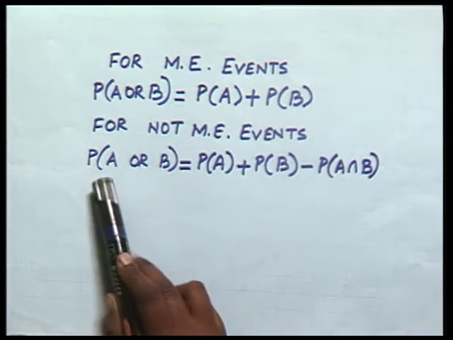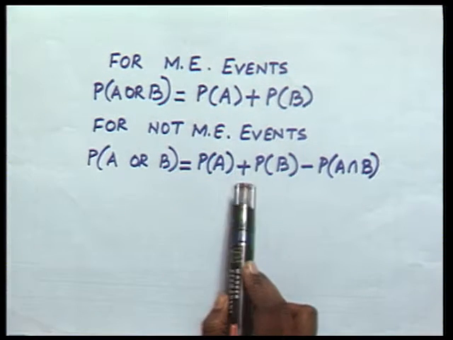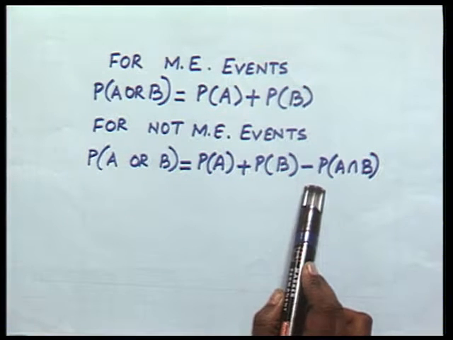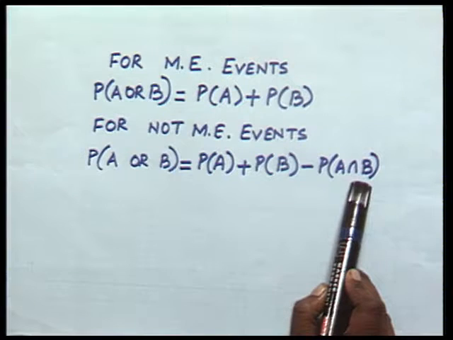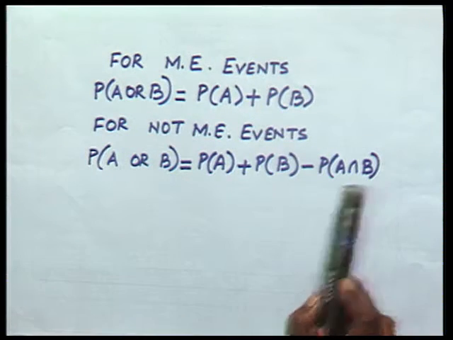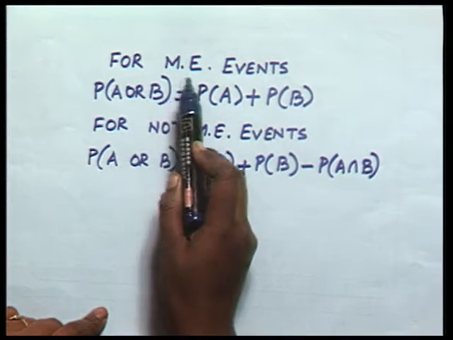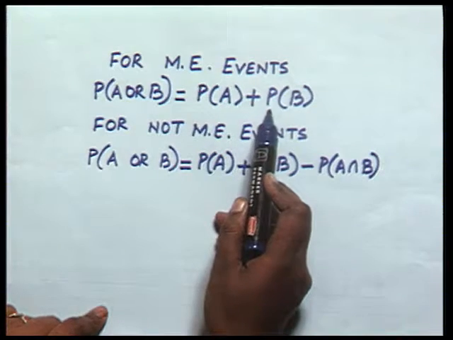For a compound event A or B, if A and B are not mutually exclusive events, then probability of A or B is given by probability of A plus probability of B minus probability of A intersection B. But in case the events A and B are mutually exclusive events, then the set A intersection B will be a null set, which implies the probability of this event, that is A intersection B, will be equal to 0, and hence the probability of mutually exclusive events A or B is given by probability of A plus probability of B.